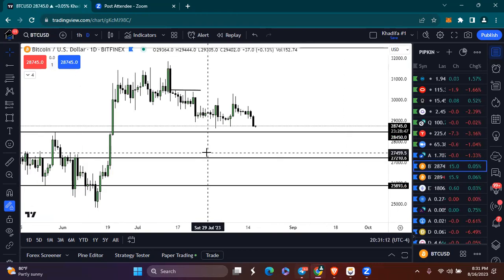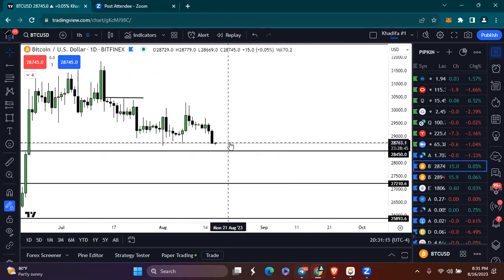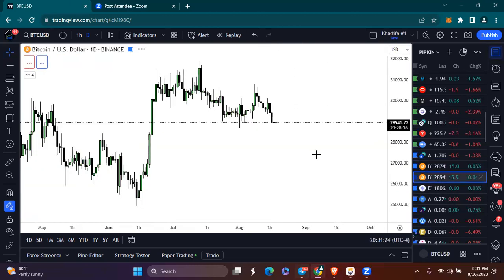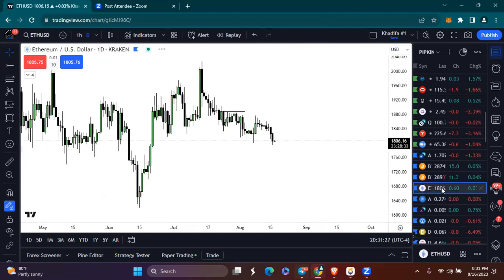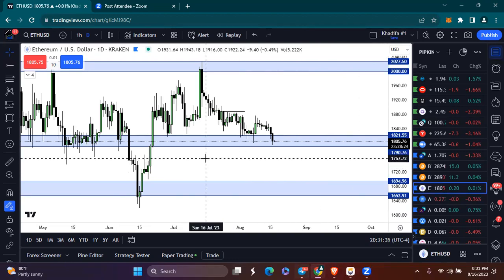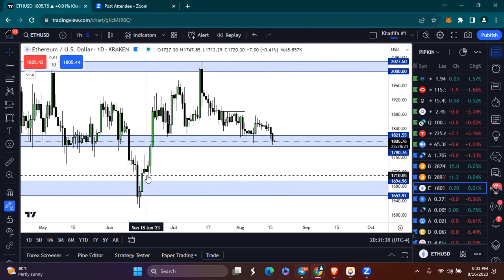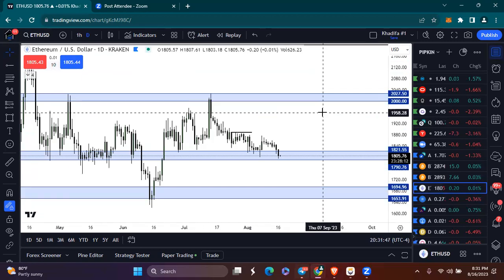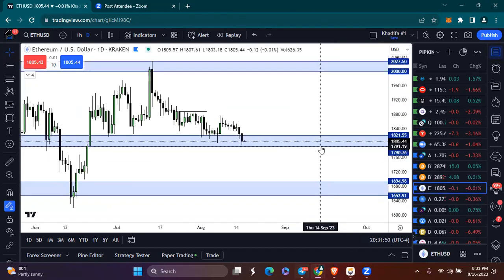And looking at crypto, let's go ahead and run this 28,450 level on Bitcoin and get back to the upside. Same thing for Ethereum. I'd like to see us come down and run that 1790, maybe even come down to 1750 before we see that swing back up to the upside. But let's see if we run 1790 first.